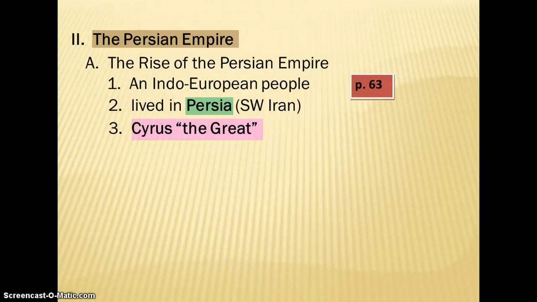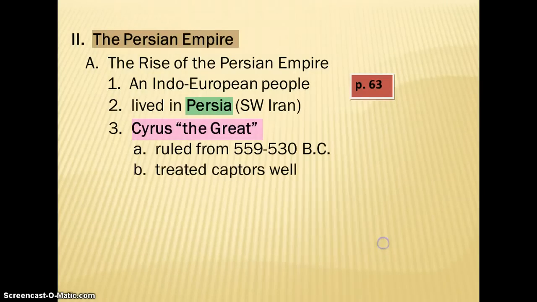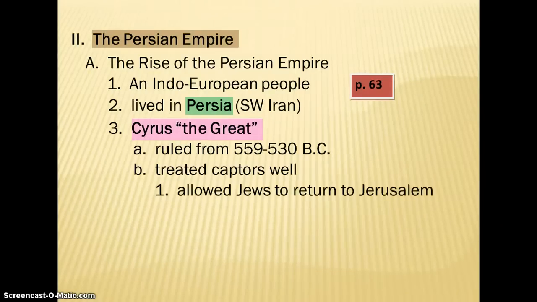And if you look at page 63, it has a map there of the Persian Empire. And this was a large empire, and it was controlled, or at least started, by Cyrus the Great. And he ruled from 559 to 530. And unlike the other Assyrian kings, he did actually treat the captors well, so much so that the Jews were allowed to return to Jerusalem.